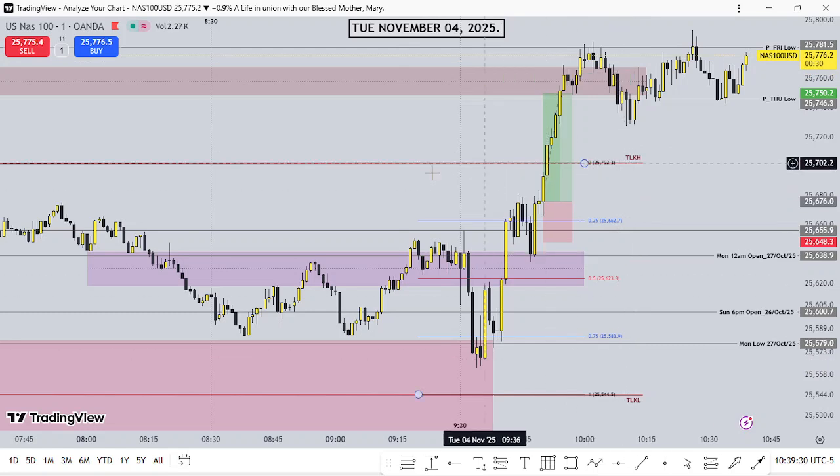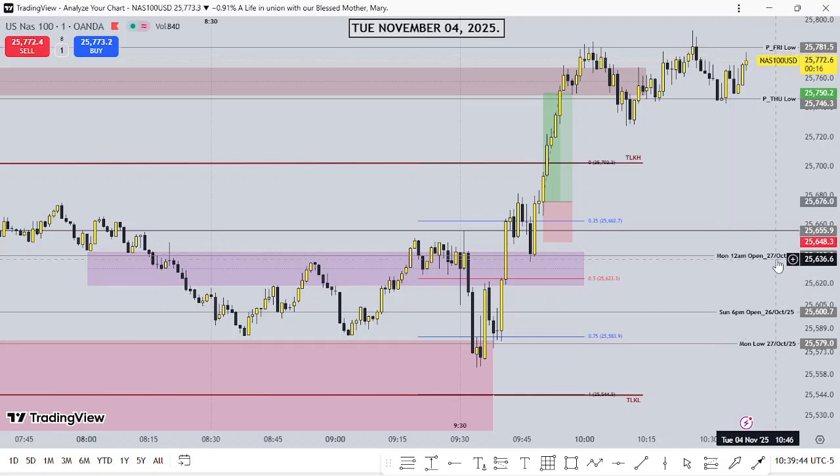So we have all our levels called out. Then to me, this is more important: the things you see on the chart here. I had to go way back to annotate this Monday 12 a.m. open. You can see this is 27th of October. And then you can see this is Sunday 6 p.m. open, 26th October. You can see this is Monday low, 27th October.